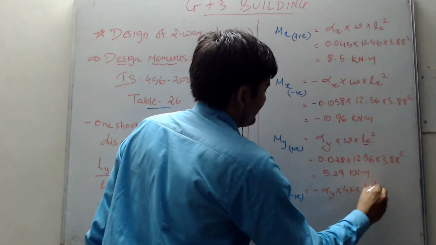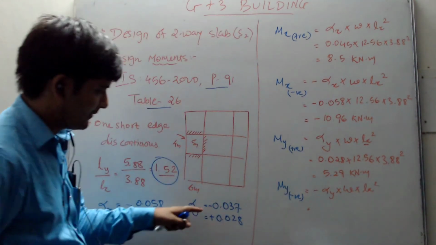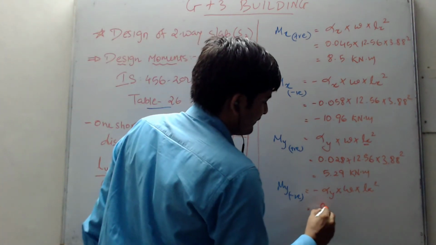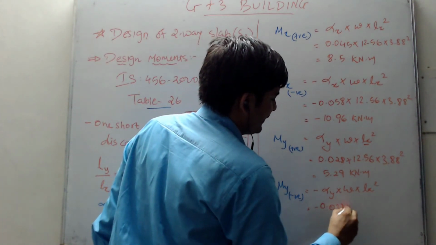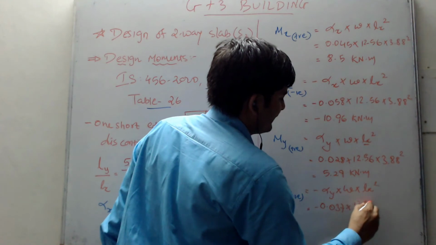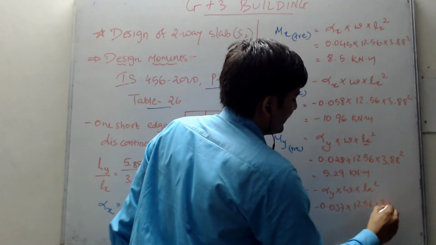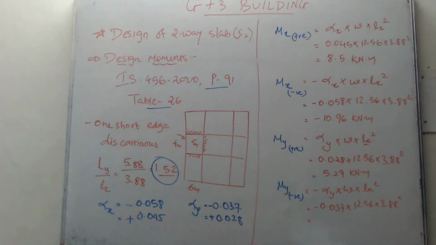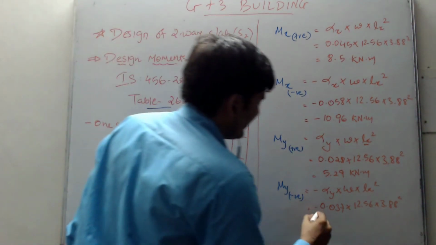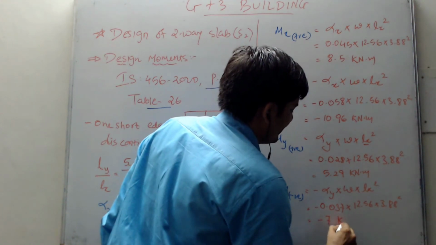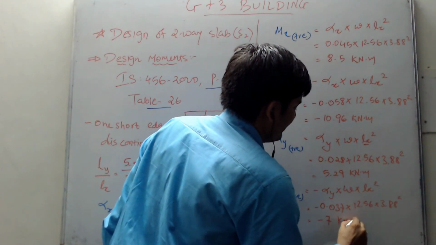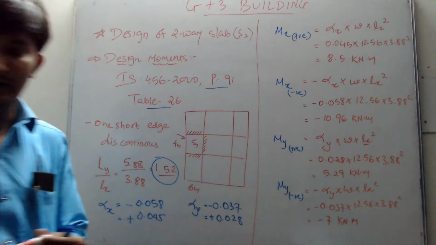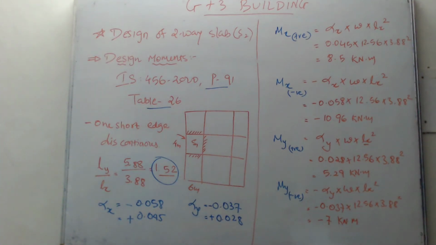And similarly here, negative alpha y into w into Lx square. So the negative value is minus 0.037 multiplied by 12.56 multiplied by 3.88 square. So if you calculate this, it comes out to be minus 7 kilonewton into meter. So this is how you can calculate your bending moments at the support point and span point, right?